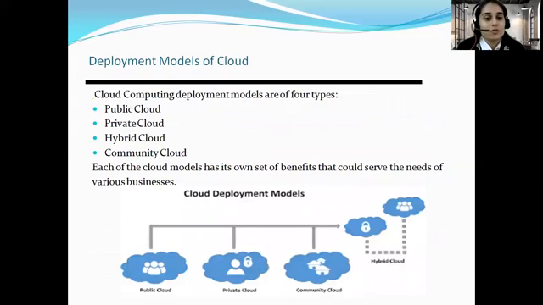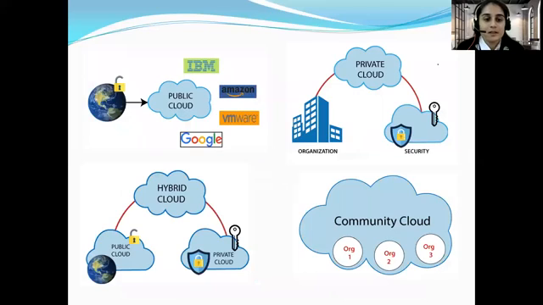Next, we come to deployment models of cloud. There are 4 types of deployment models of cloud, which are public cloud, private cloud, hybrid cloud, and community cloud. Each of them has its own set of benefits that could serve the needs of various businesses. We can deploy according to the organization's needs. Here is the pictorial representation of the 4 cloud models.